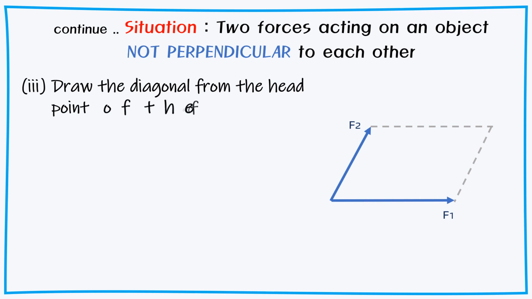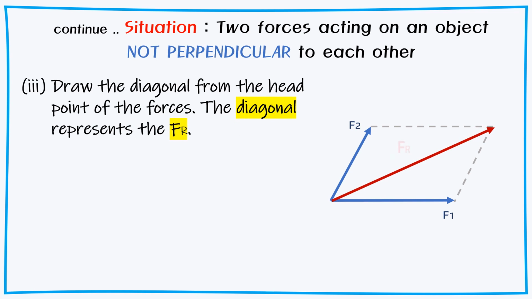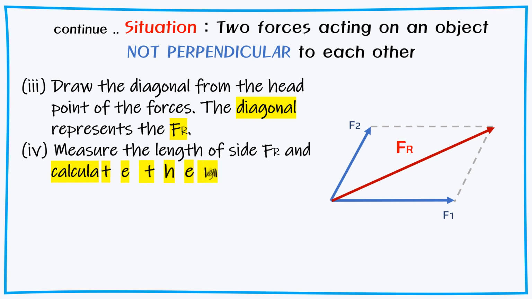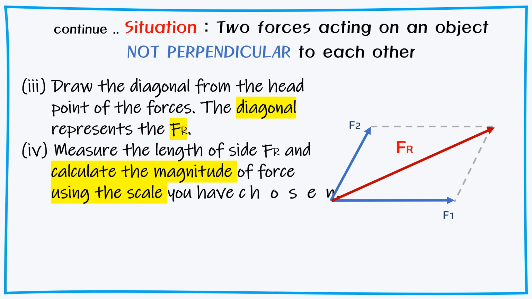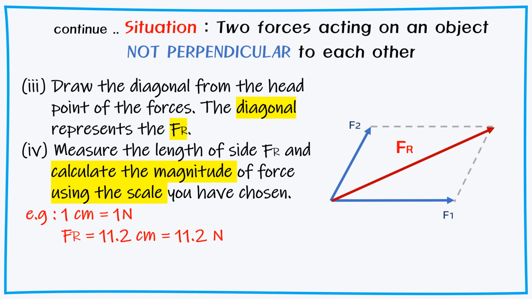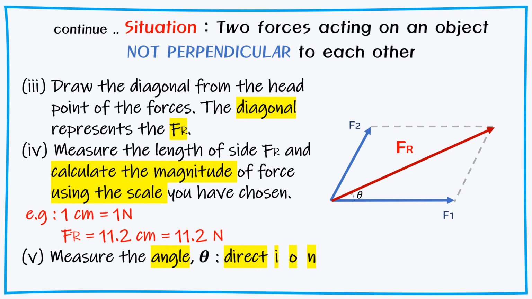Draw the diagonal from the head point of the forces. The diagonal represents the resultant force. Measure the length of the resultant force and calculate the magnitude using the scale you have chosen. If you choose 1 cm is equal to 1 Newton, when you measure the length of the resultant force, for example, you get 11.2 cm, that means your resultant force is 11.2 Newton. Don't forget to measure the angle by using a protractor, which indicates the direction.